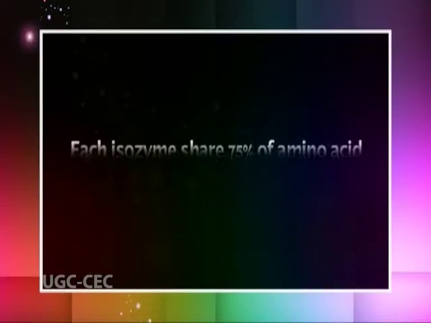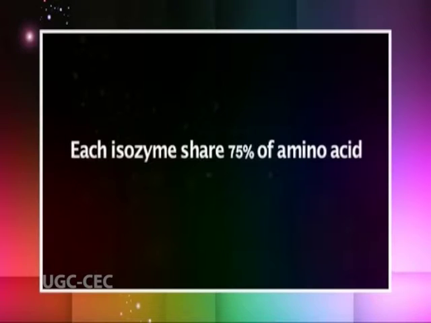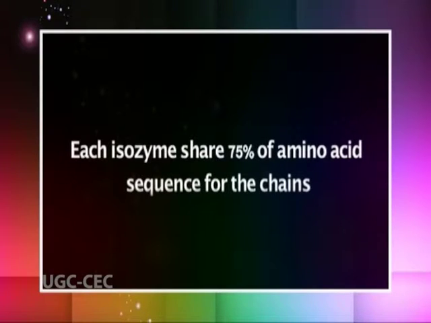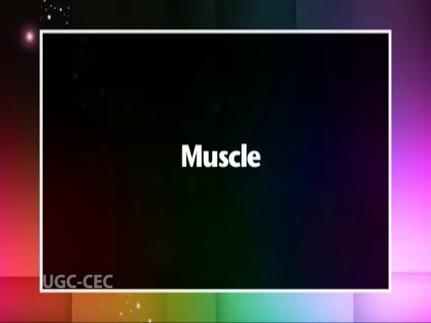Both isozymes have 2 polypeptide chains. Each isozyme shares 75% of amino acid sequence for the chains. Both isozymes metabolize glucose, but the difference is that H isozymes have a higher affinity for their substrates than the M isozyme does. Another difference is that H isozyme functions better in aerobic conditions such as heart, whereas the M isozyme functions better in anaerobic conditions such as muscle.